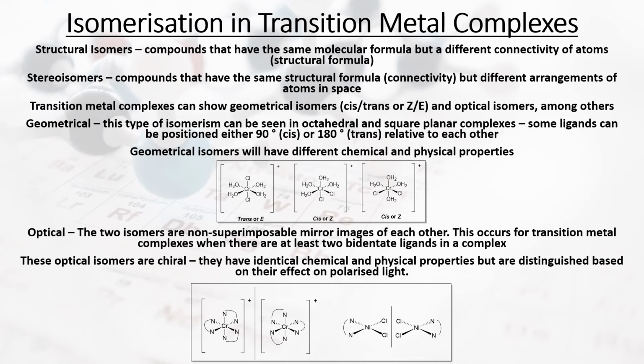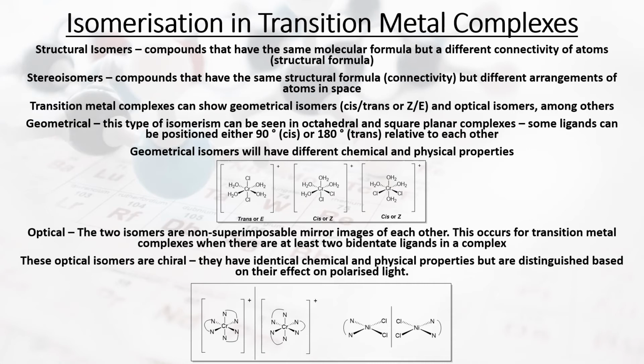So the geometrical is typically seen in octahedral and square planar complexes, and essentially is where we have a mixture of ligands, and we can position these ligands to be either cis, 90 degrees relative to each other, or trans, 180 degrees relative to each other. And geometrical isomers will have different chemical and physical properties. They're actually different molecules, essentially.